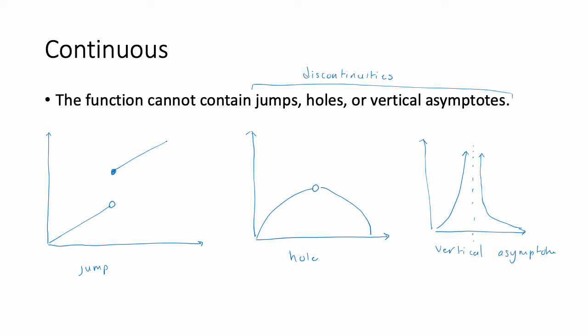So in all cases, in order to draw each of these functions, I have to lift my pencil at least once. So that's a good way to determine if your function is continuous. If you have to lift your pencil at least once to draw the function, then it's not continuous.